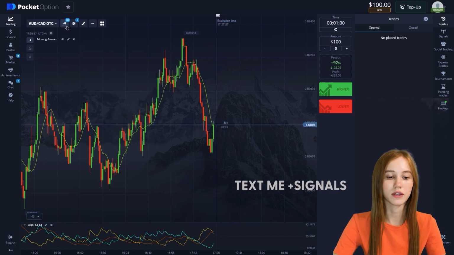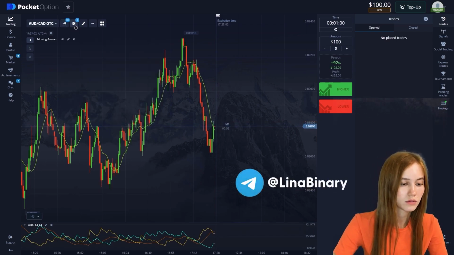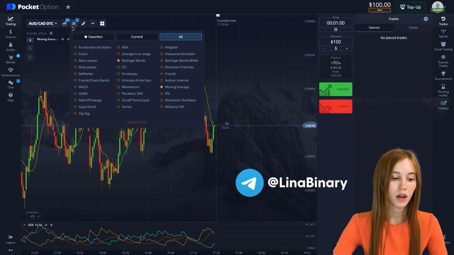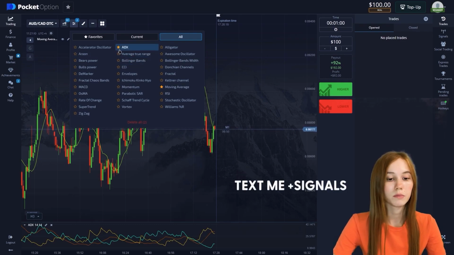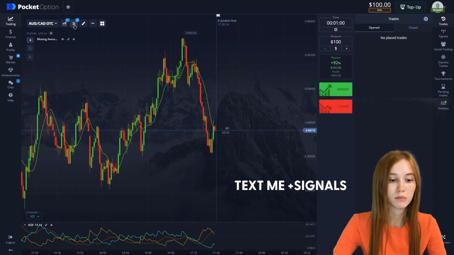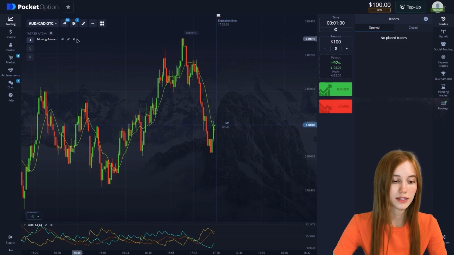You can turn on the indicators by clicking here. For us, it's ADX and moving average. Let me tell you more about these indicators. Let's start with the moving averages in more detail. This is the green line. I can highlight it. Here are its settings.